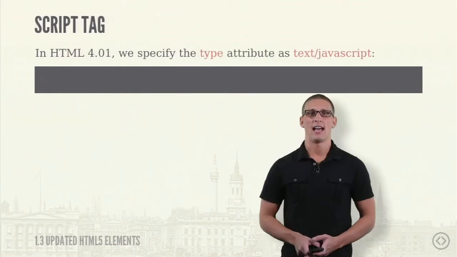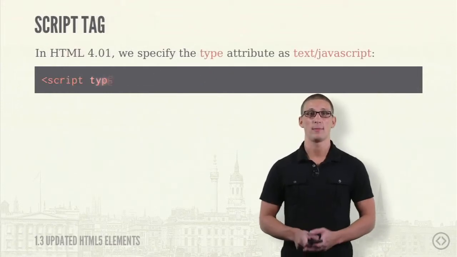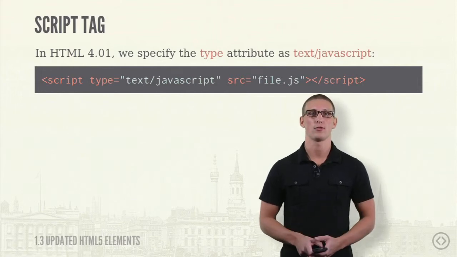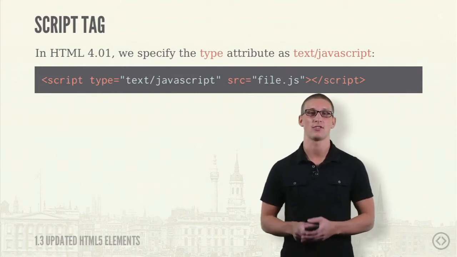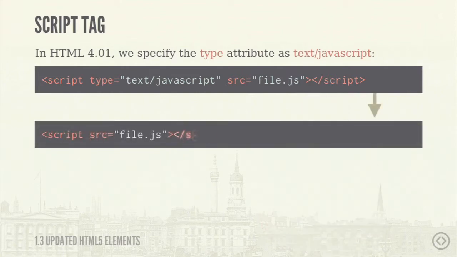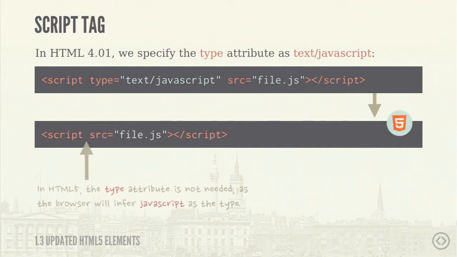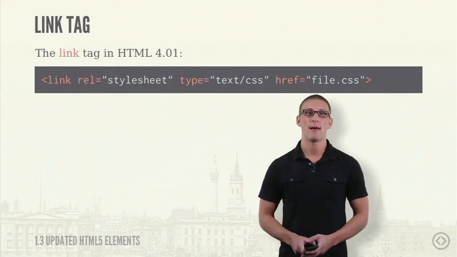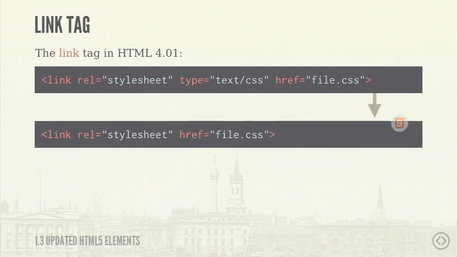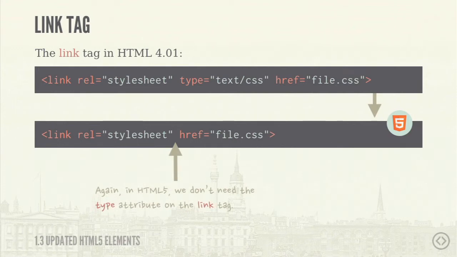The next HTML tag that receives an update in HTML5 is the script tag, and this is what you use to reference external JavaScript files or write inline JavaScript. Now, in HTML4, you need to specify the type attribute to be text/JavaScript, and in HTML5, we don't need this type attribute because the browser will infer that JavaScript is the type. In HTML 4.01, the link tag required the type attribute to be text/CSS. In HTML5 though, we don't need this type attribute at all. The browser will infer that CSS is the type for the link tag.